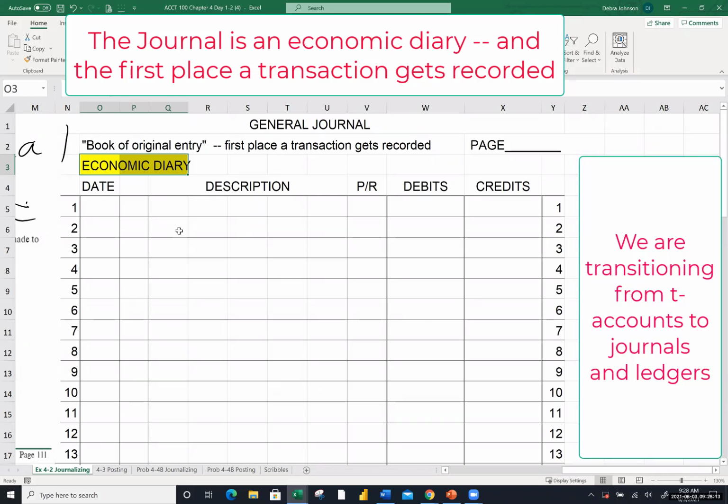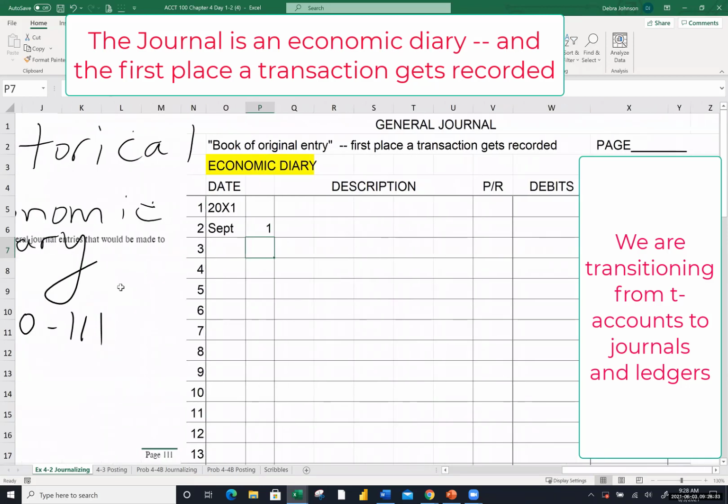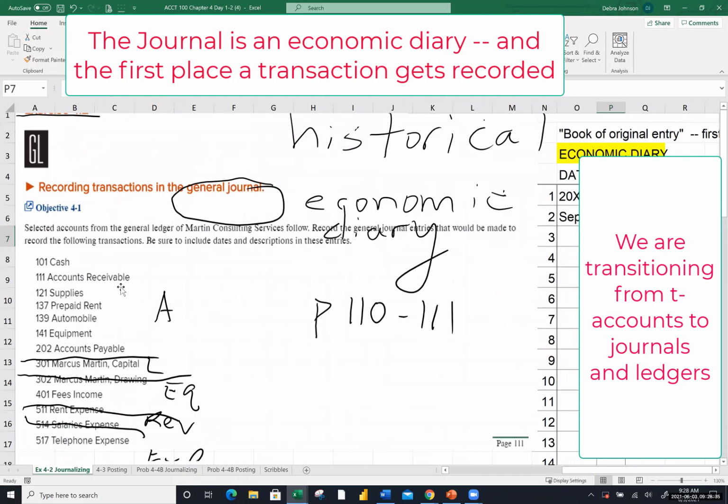Okay, well, if you go back to that handout, the first rule of journalizing was to drop in the date. So here's the year, 2000X1. That goes at the very top. And now this first transaction was September 1st, I believe. I'll go check that. But September 1st. And Chris, did I see that you maybe had a question, or actually does anybody have a question?